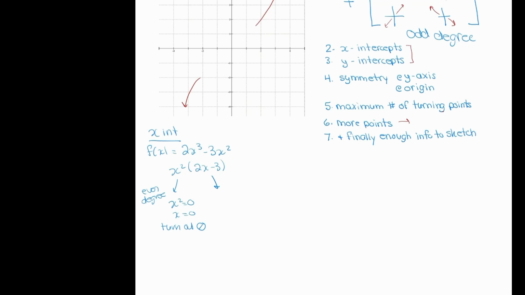So we know at 0 that it's going to turn. So we can put that point on the graph. So we know at the origin we're going to have something turning around.